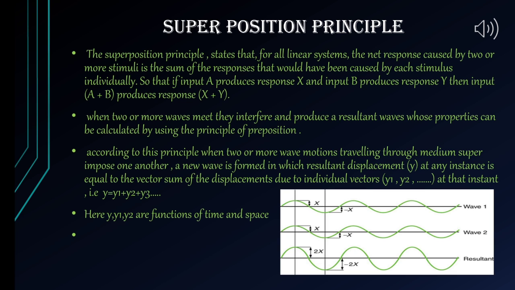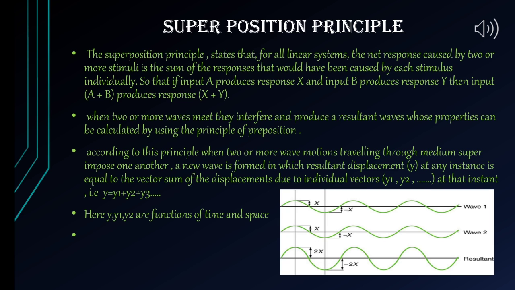Now coming to the superposition principle. The superposition principle states that for all linear systems, the net response caused by two or more stimuli is the sum of the responses that would have been caused by each stimulus individually. So for example, if input A produces response X and input B produces response Y, then the input A plus B produces response X plus Y.